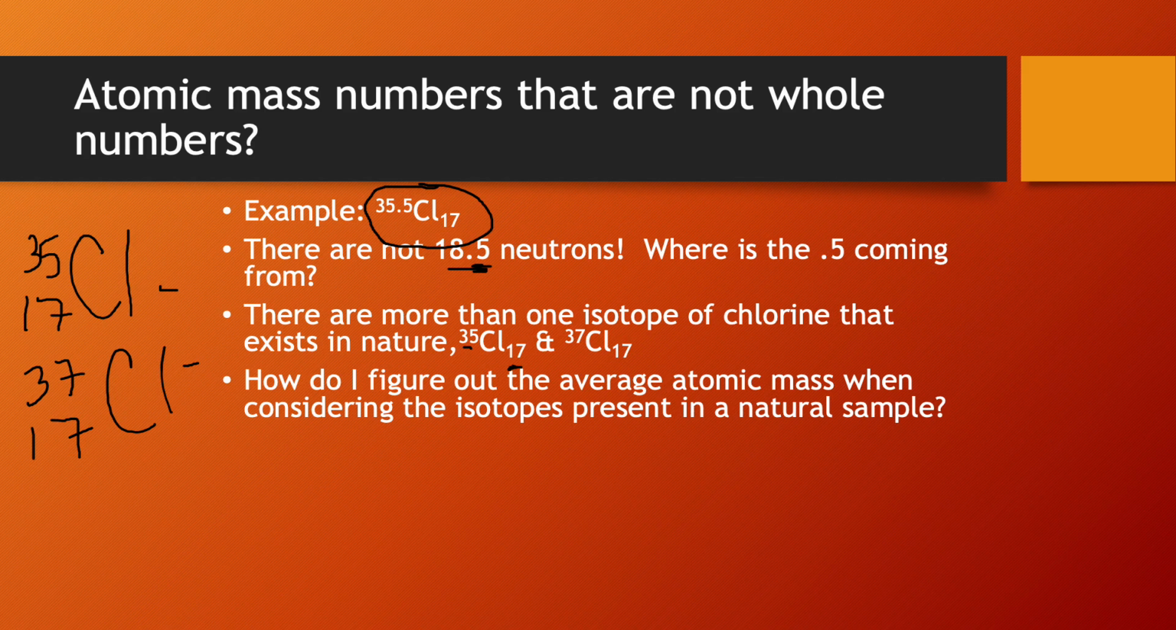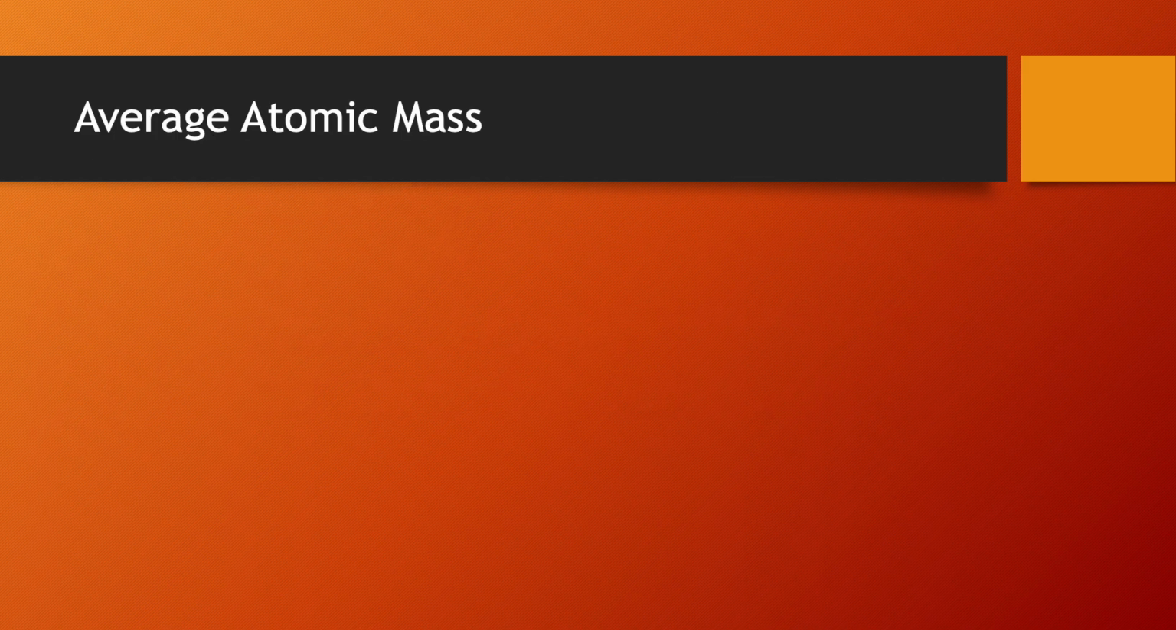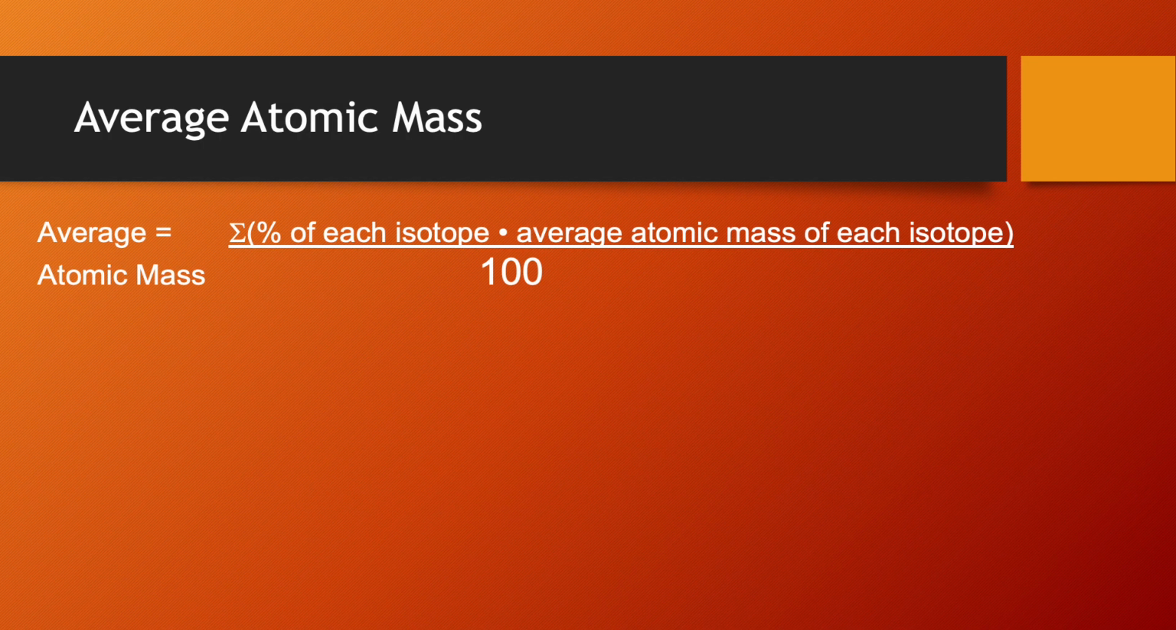We're going to take a look at an example. To calculate average atomic mass, you would take the sum, this represents the sum, where you would take the percent of an isotope, multiply it by the average atomic mass of that isotope, and you would do that for all of your isotopes. So if you had 3 isotopes, you would have 3 separate calculations added together and then divided by 100. Let's take a look at an example.